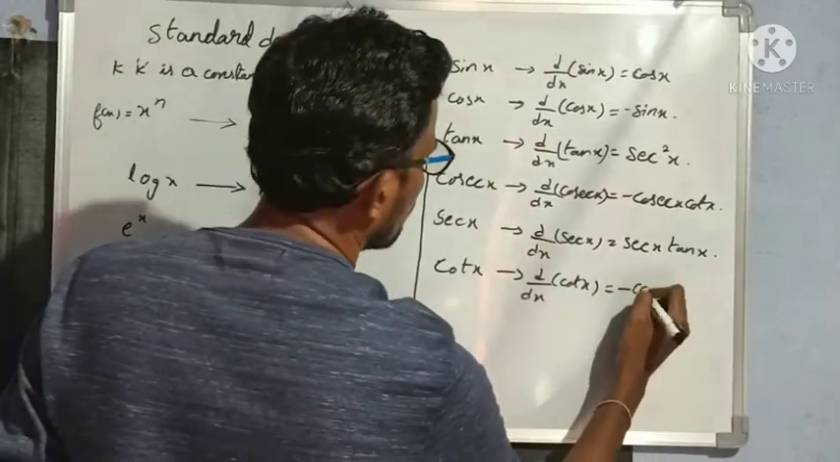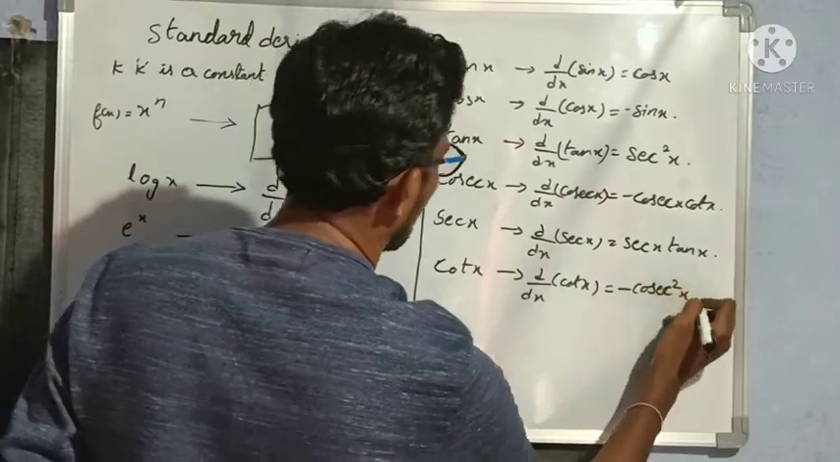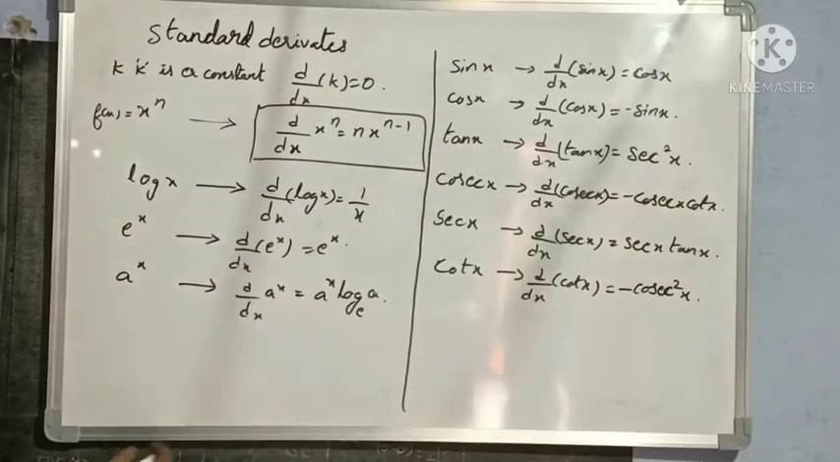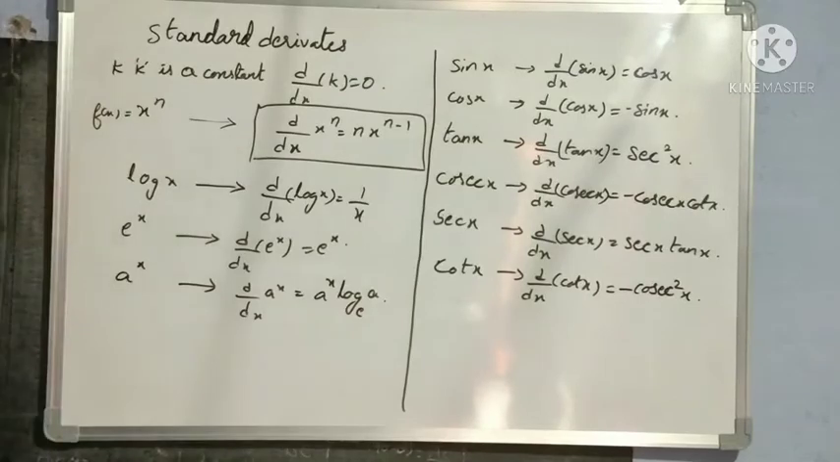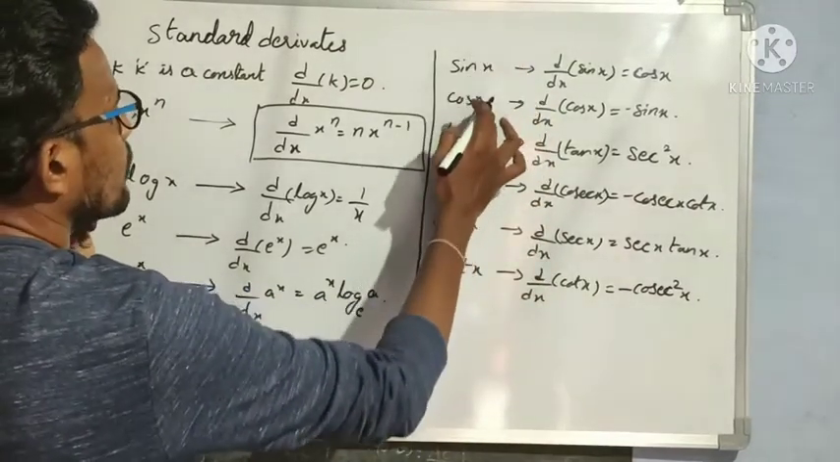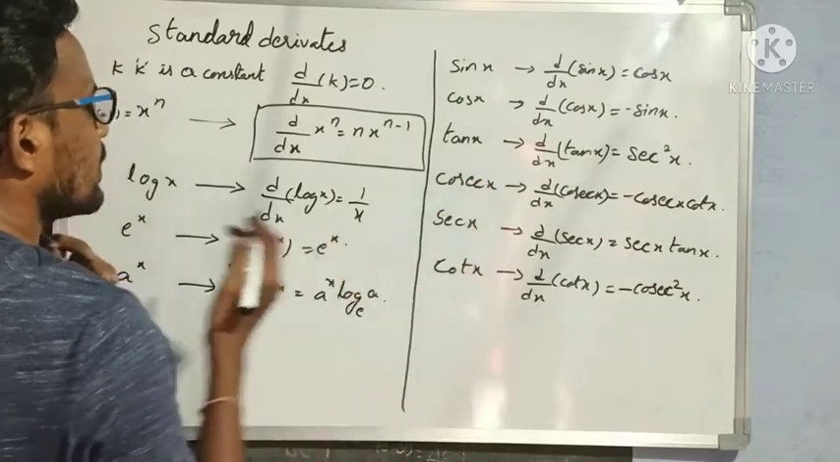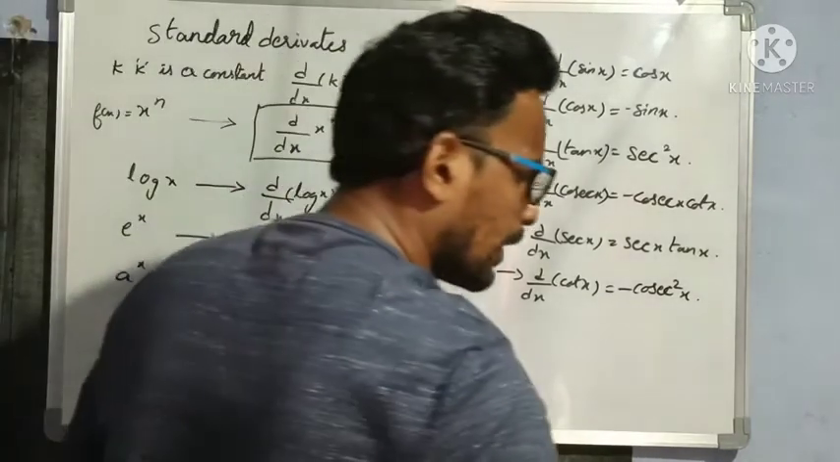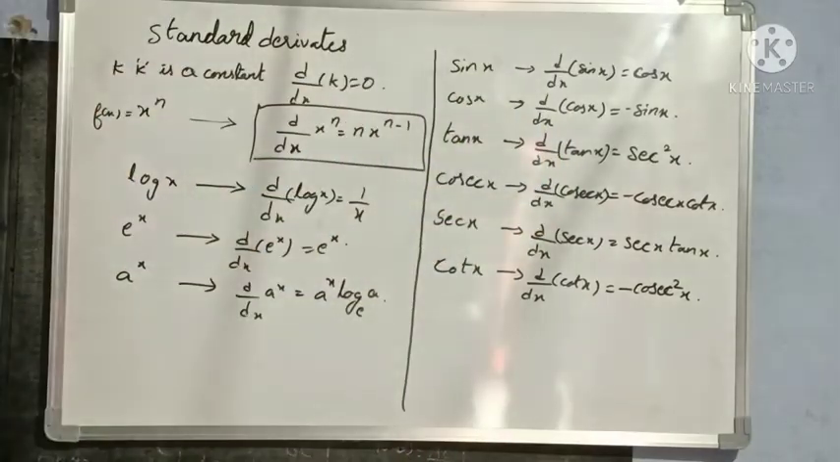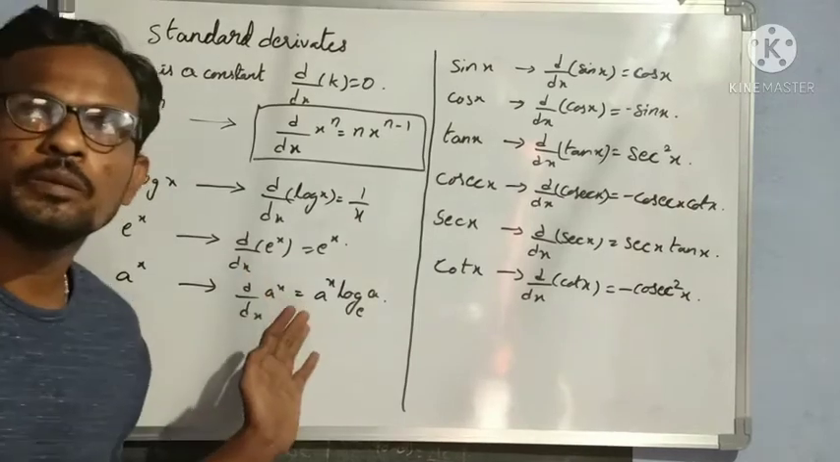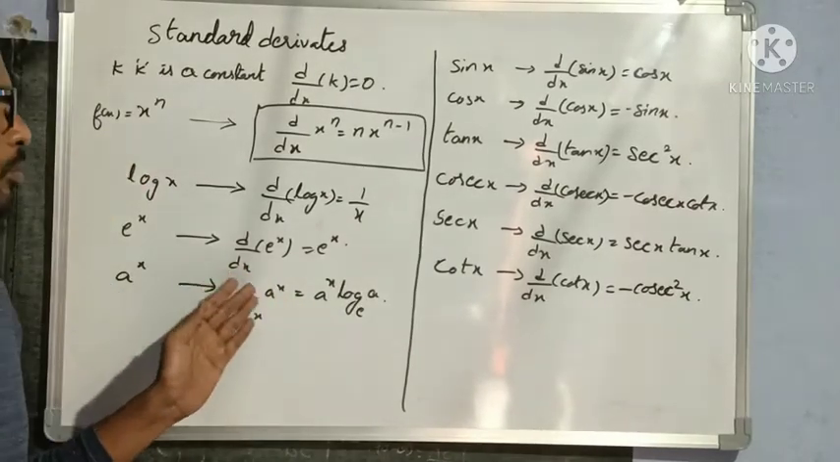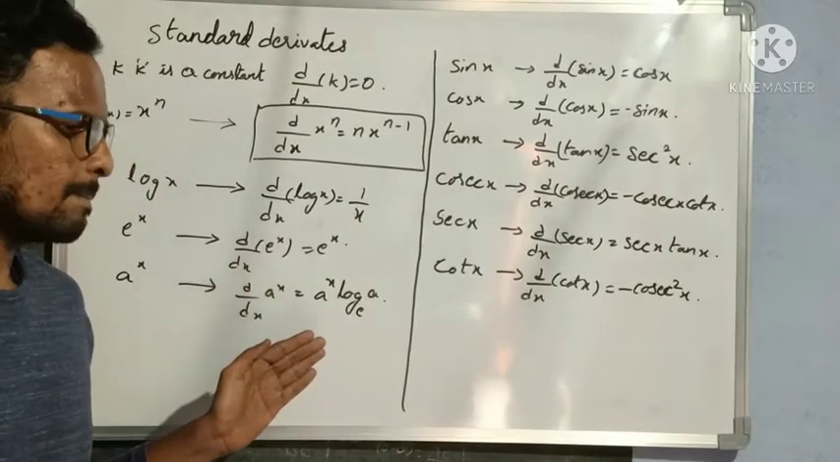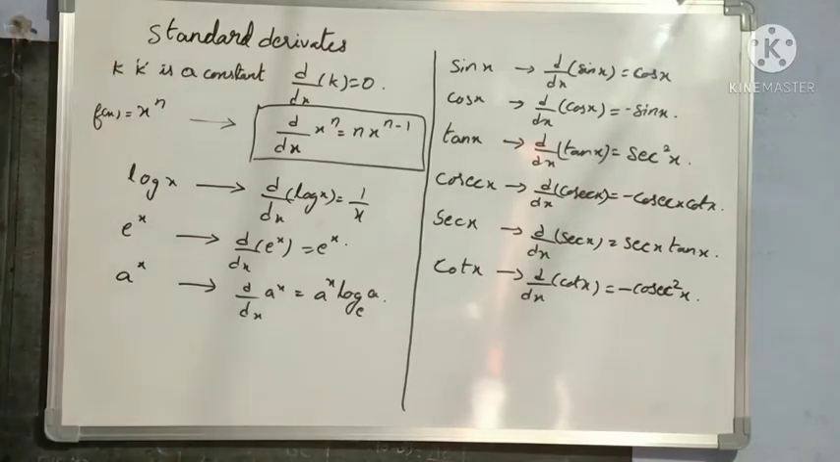minus cosecant square x. So these are the derivatives of trigonometric functions: sin x, cos x, tan x, cosecant x, secant x, and cot x. Okay, these are very important. Next, inverse functions. Now note down up to here, everybody. Very important formulas these are. Make it fast. Okay, now I am erasing this side.